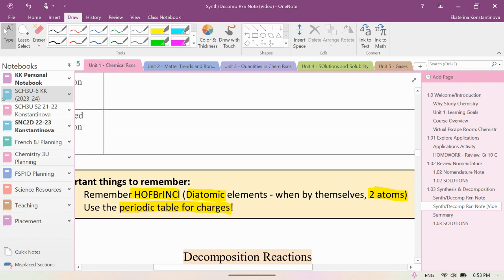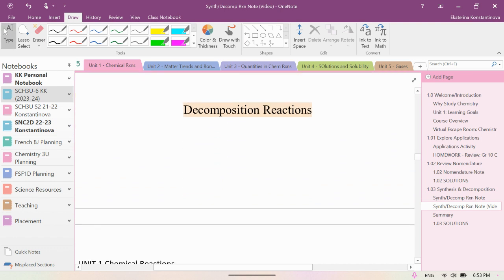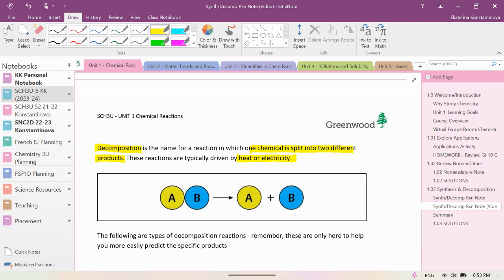Now, let's talk about decomposition reactions. Decomposition reactions are the opposite or reverse of the synthesis reaction, and we're going to talk about a couple more subcategories in decomposition reactions. A decomposition reaction is a reaction in which one chemical is split into 2 different products. These reactions are typically driven by heat or electricity. So if you hear heat or electricity, that should cue that this is a type of decomposition. You have a chemical AB that will split into an element or a compound A, an element or a compound B.